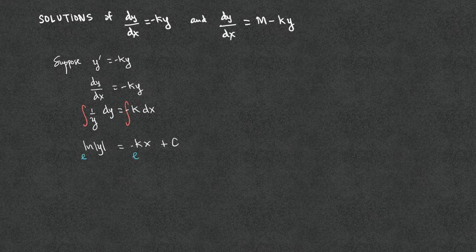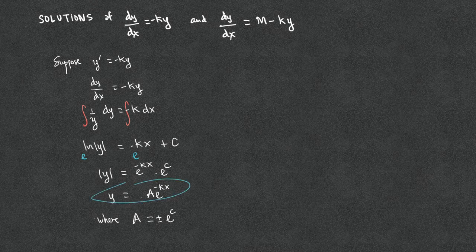Exponentiating both sides of the equation, we get y equals e to the negative kx times e to the c, but e to the c is a constant a, so we obtain the general solution to the differential equation.